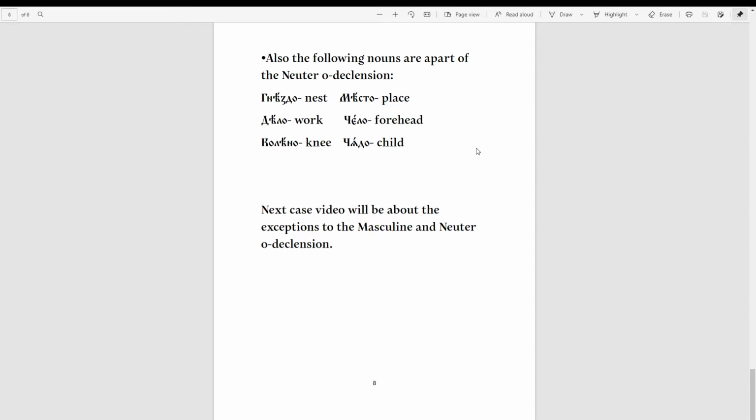I'm going to be doing a special video after this on different greetings and words, and after that, I'm going to be doing another case video where we will be going through the exceptions to the masculine and neuter o-declension. So this will be the exceptions to it, and then we will be done with the o-declension, and we'll move on to the masculine and neuter yo-declension. And I will be definitely giving examples after these whole declensions, just to show you what it is, essentially.